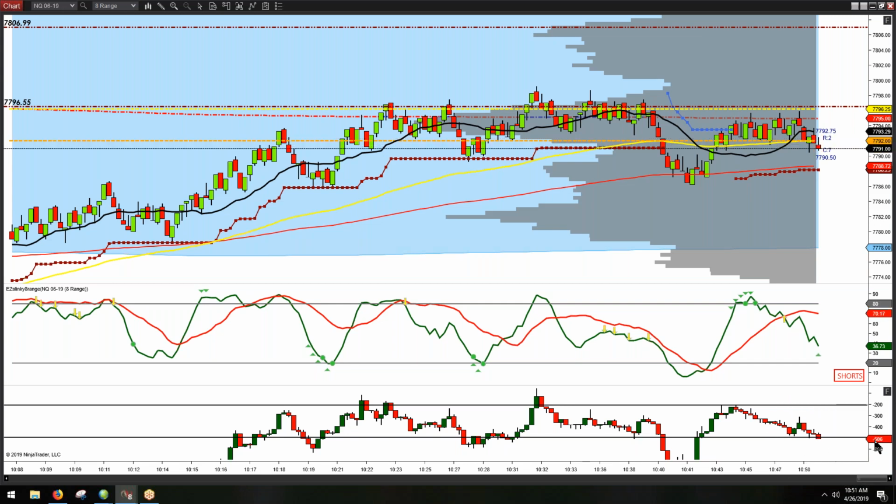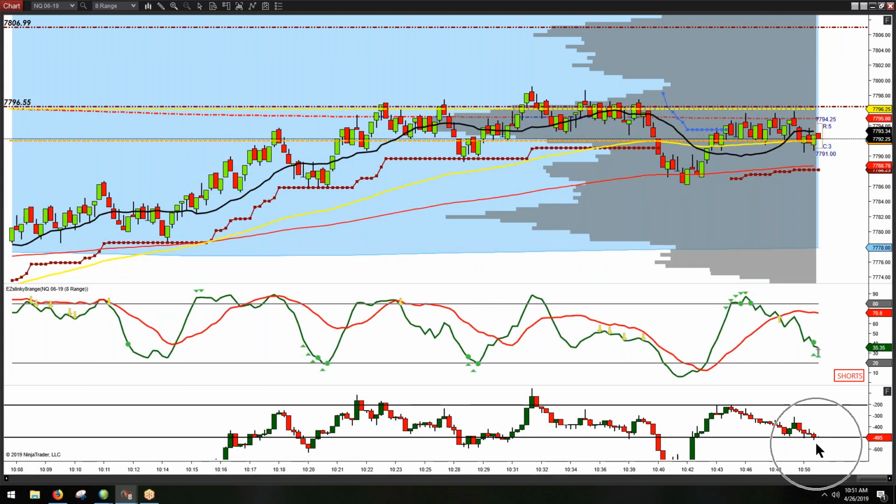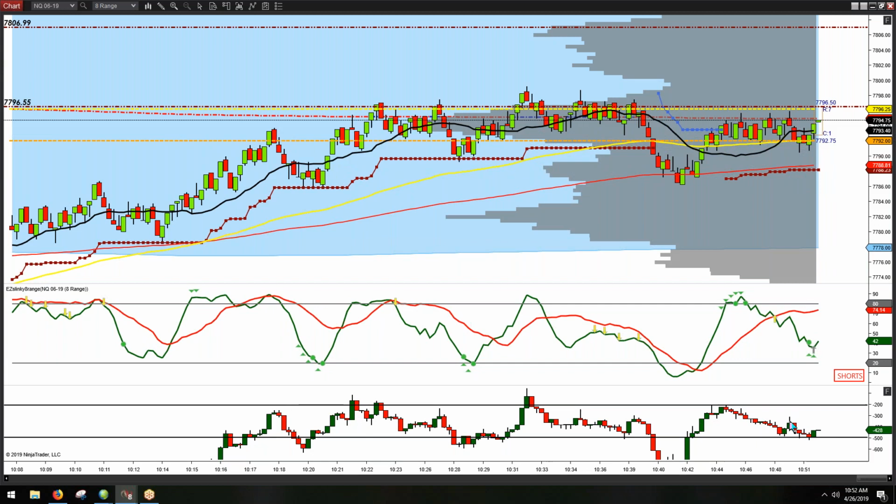So we're wanting to see, are any sellers going to come in and push it through? So here comes some sellers. They're trying. You can see it attempted again, couldn't get through. And once again, on price, holding support and bouncing as the cumulative delta is bouncing off support here.